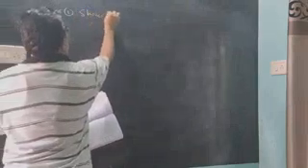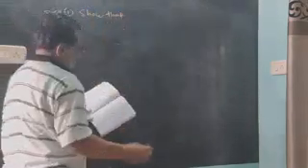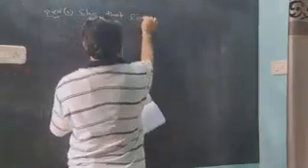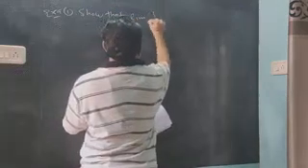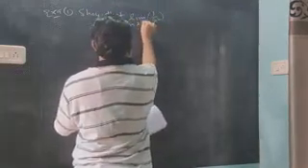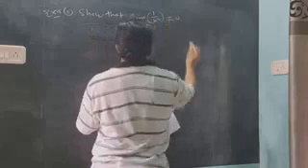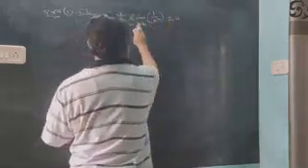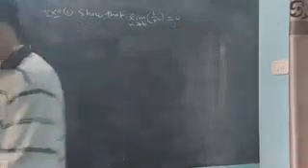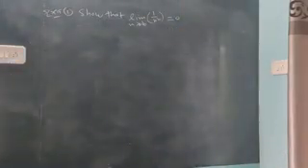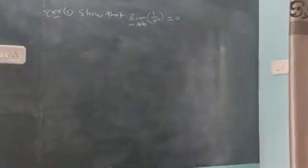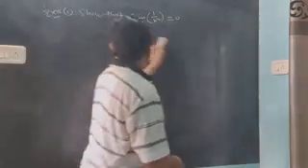Examples of limit of a sequence. Show that the limit of 1 upon n square as n tends to infinity is 0. As n tends to infinity, 1 by infinity is 0. Of course, verify by the definition of limit of a sequence.